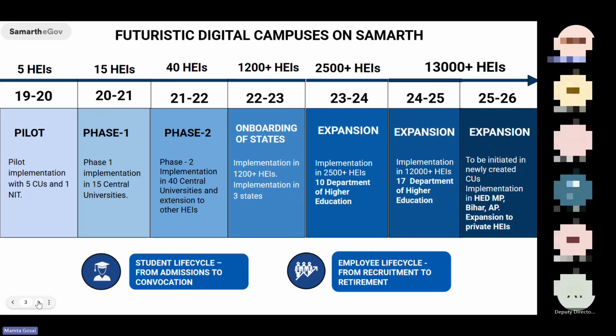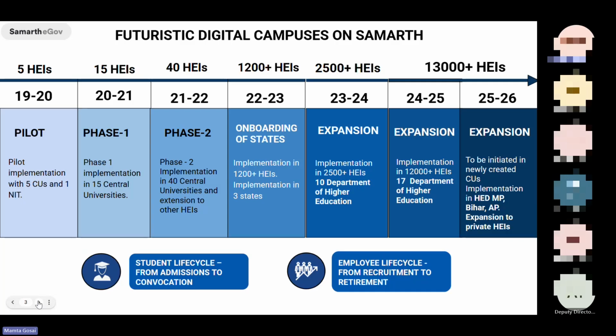Okay, if I talk about the journey of Samarth, Samarth was initially started in a pilot phase manner. Pilot implementation was started in 2019, where we onboarded five Central Universities and one NIT. In 2020 and 21, we onboarded 15 Central Universities. In phase two, we onboarded 40 Central Universities, and then we also extended to other higher education institutions.